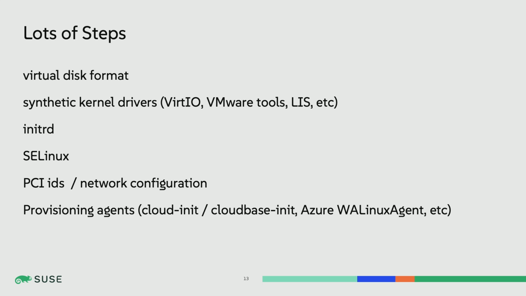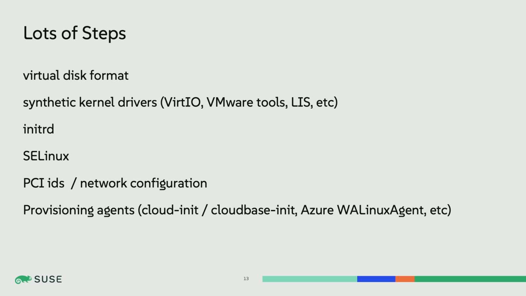Okay, this sounds very easy and simple, right? But in reality, there are a lot of steps involved and a lot of differences. For example, on the surface, VMware and the virtualization technology used by SUSE Virtualization, KVM, QEMU, and so on, are just virtualization solutions, right? But in reality, there are a lot of differences under the hood. Different virtual disk formats, different types of synthetic kernel drivers, so the drivers within the guest operating system that allow you to perform I/O, networking, and so on.